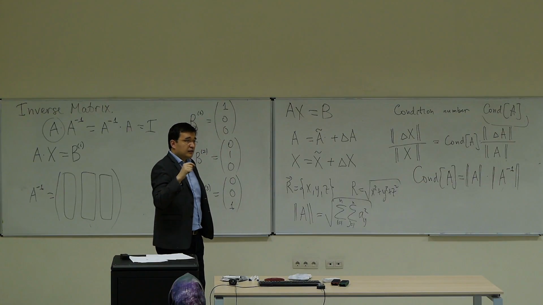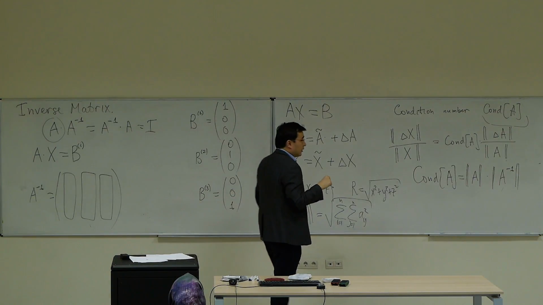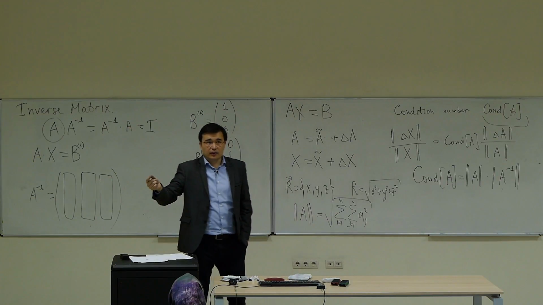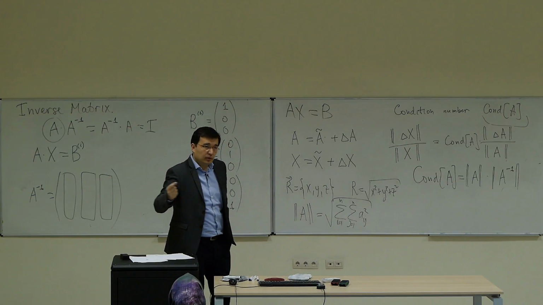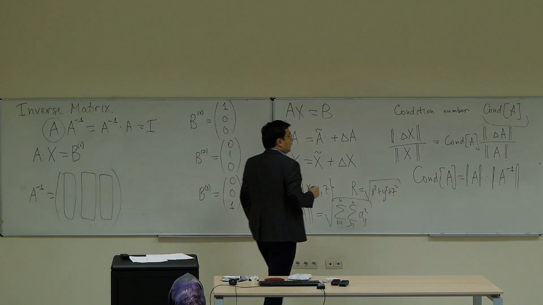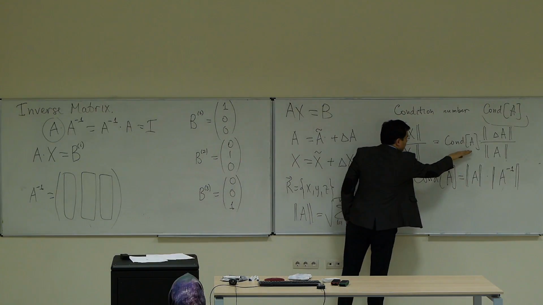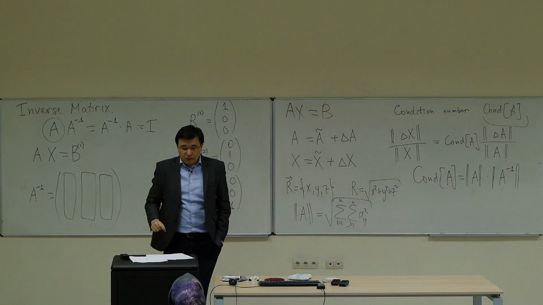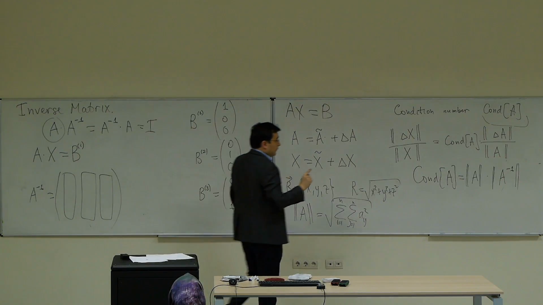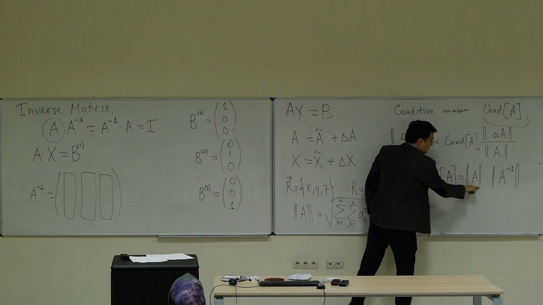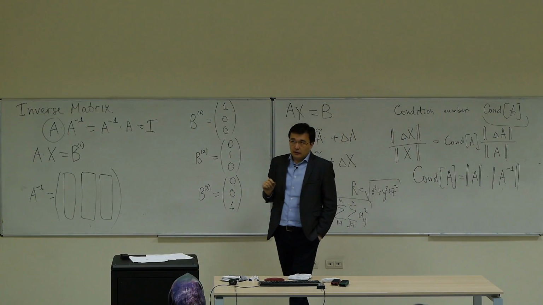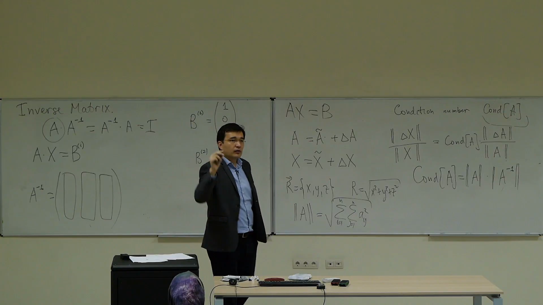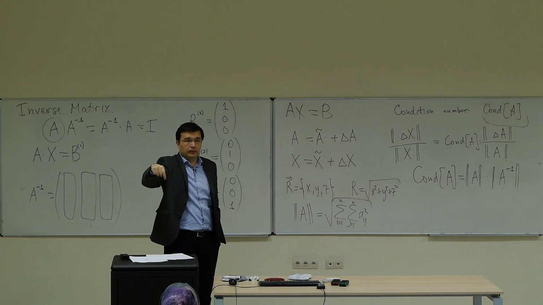Which means the larger the condition number, the more ill-conditioned the system is, right? Because it amplifies your error a lot. Large condition numbers amplify a lot. So that's why this condition number, which is defined like this, just one number, gives you a good idea about the quality of your solution, how well you can solve this given system. Okay?